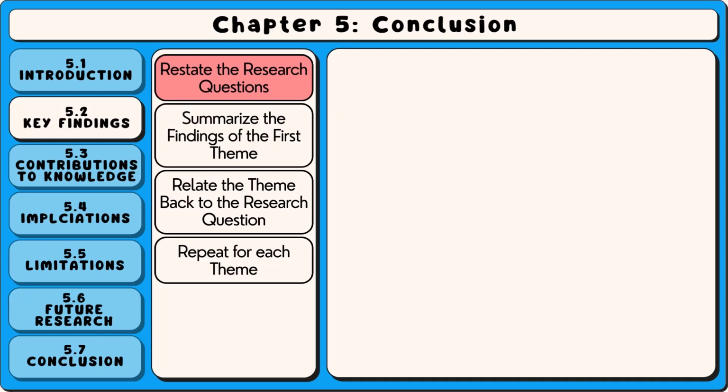Here are the steps. First, restate the research questions. Second, summarize the findings of the first theme. Third, relate the theme back to the research questions, and then repeat for each theme.